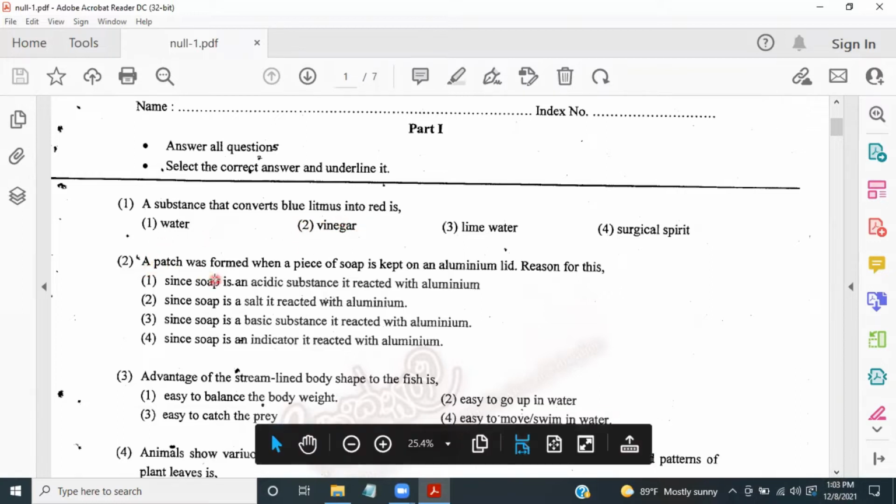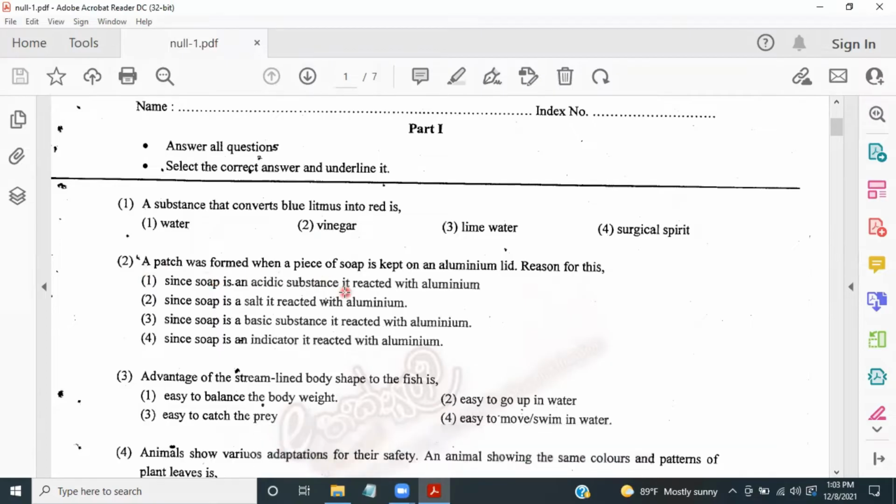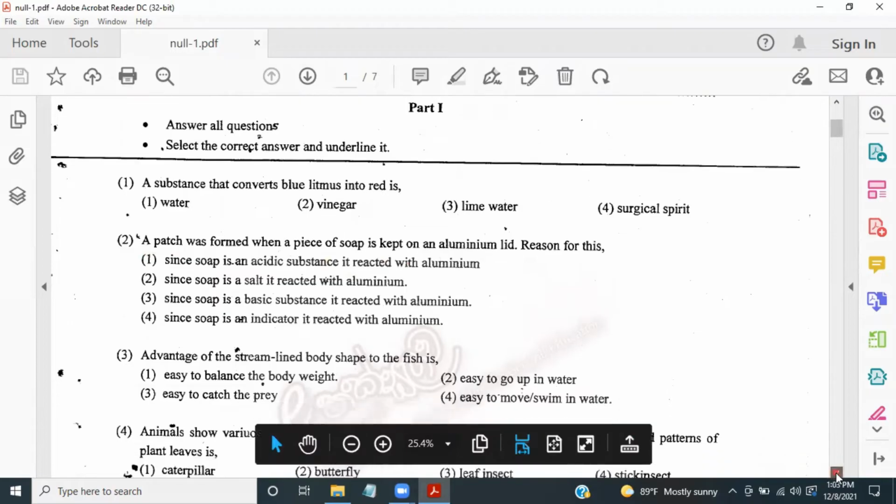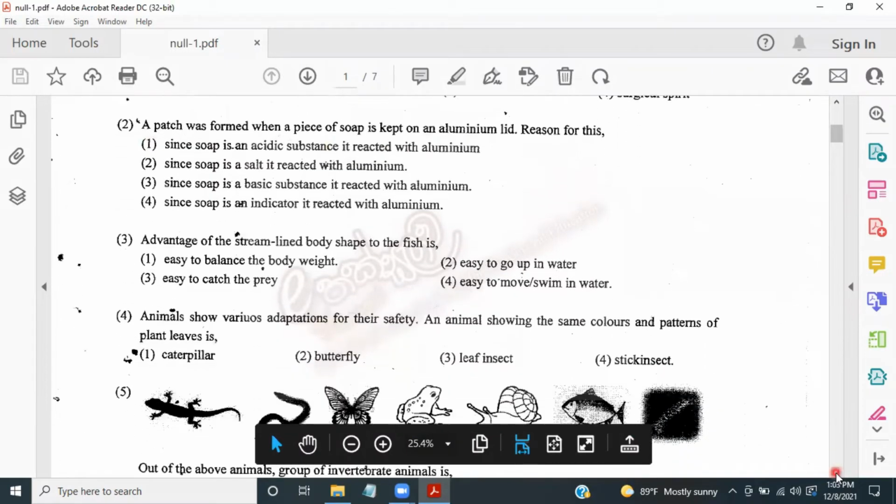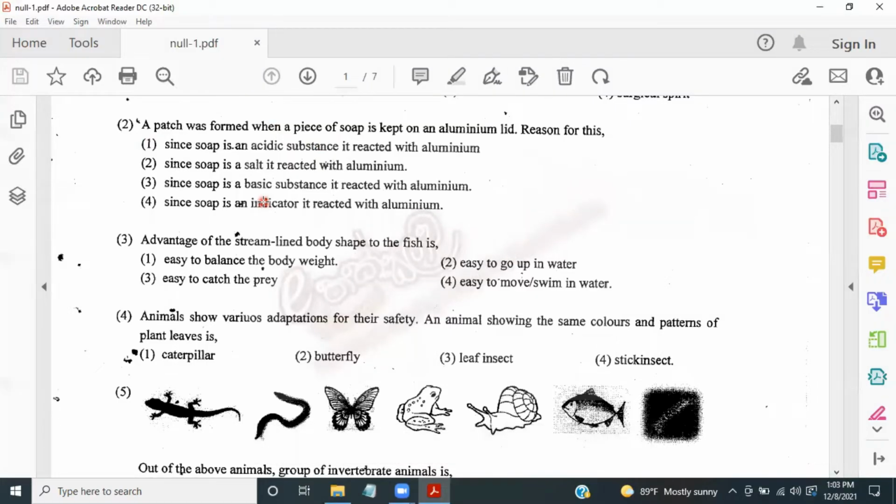Second one, a patch was formed when a piece of soap is kept on an aluminium lid. Reason for this? The reason for the patch is soap is a base. This base is reacting with the aluminium. Then we can see the patch here. Answer number 3.